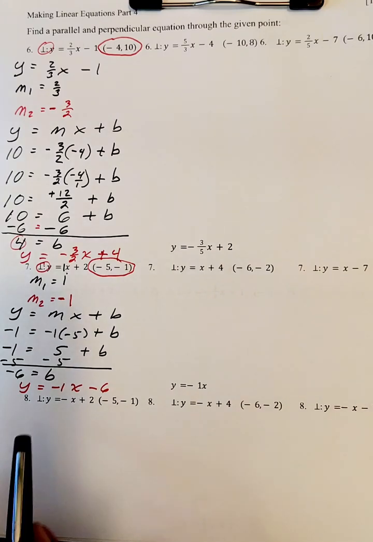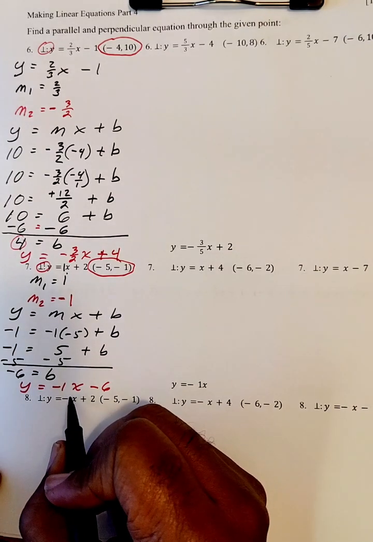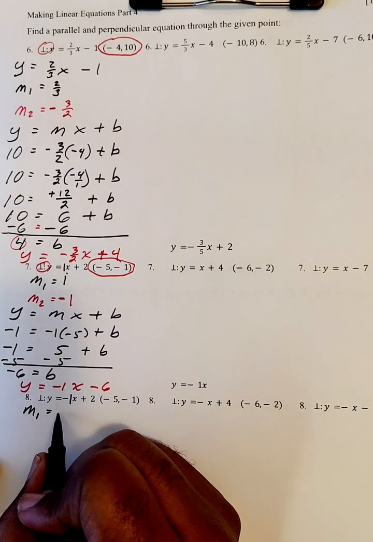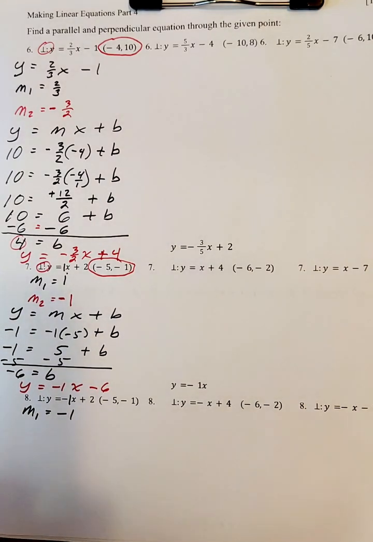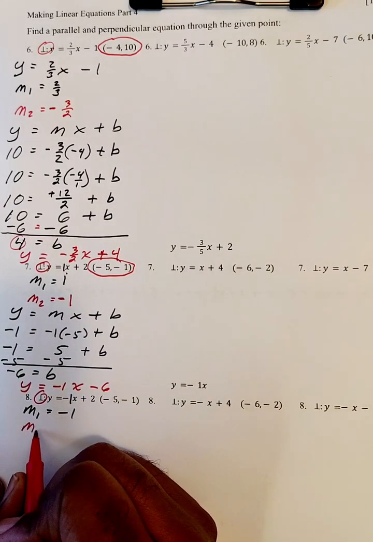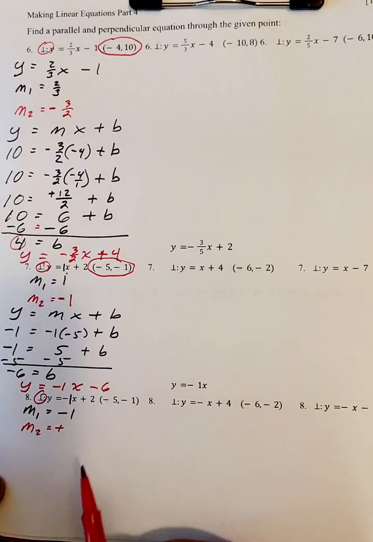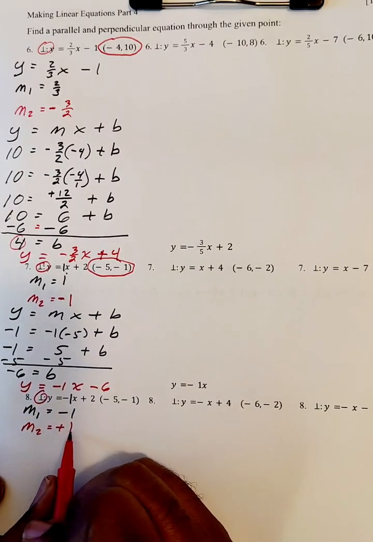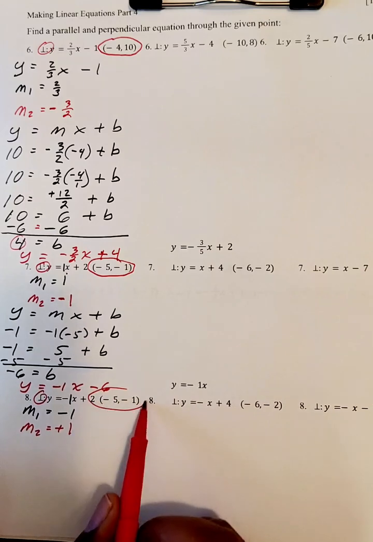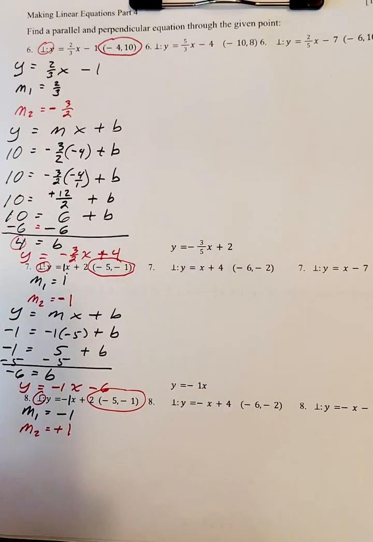For this equation right here, we note that our slope is an understood -1. So I put a 1 here. So our original slope is -1. So to find the perpendicular slope, we'll change the sign to a positive, and the reciprocal of 1 is still 1. So we're going to start the process of finding the equation with -5, 1 as the point.